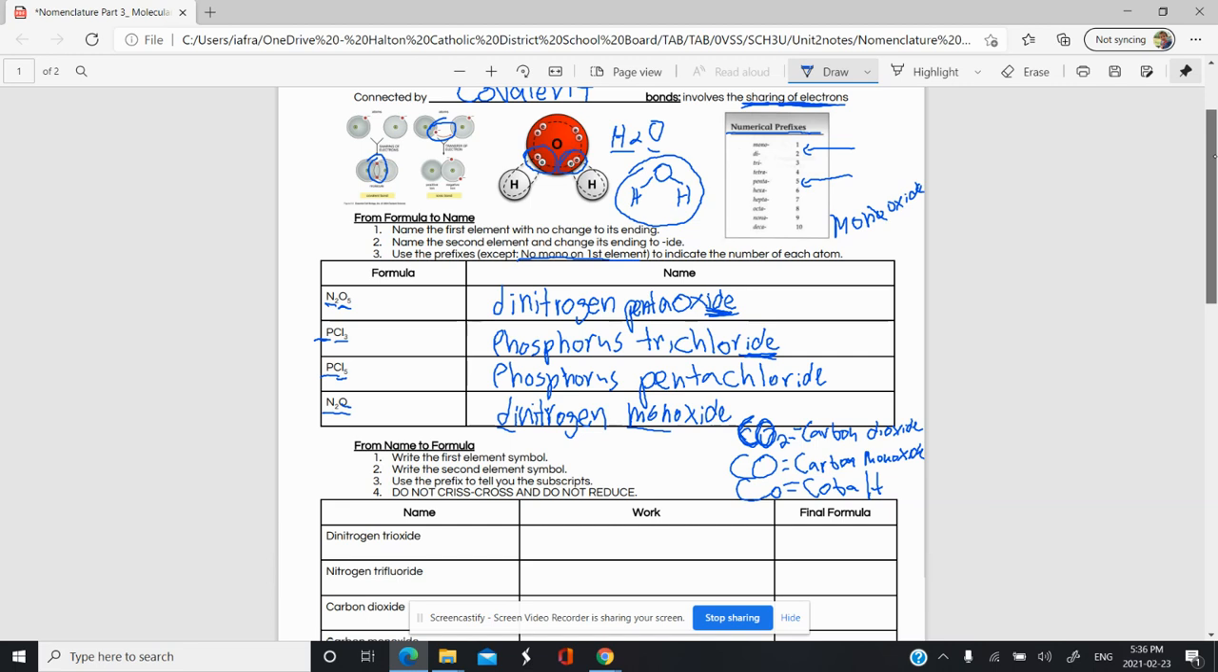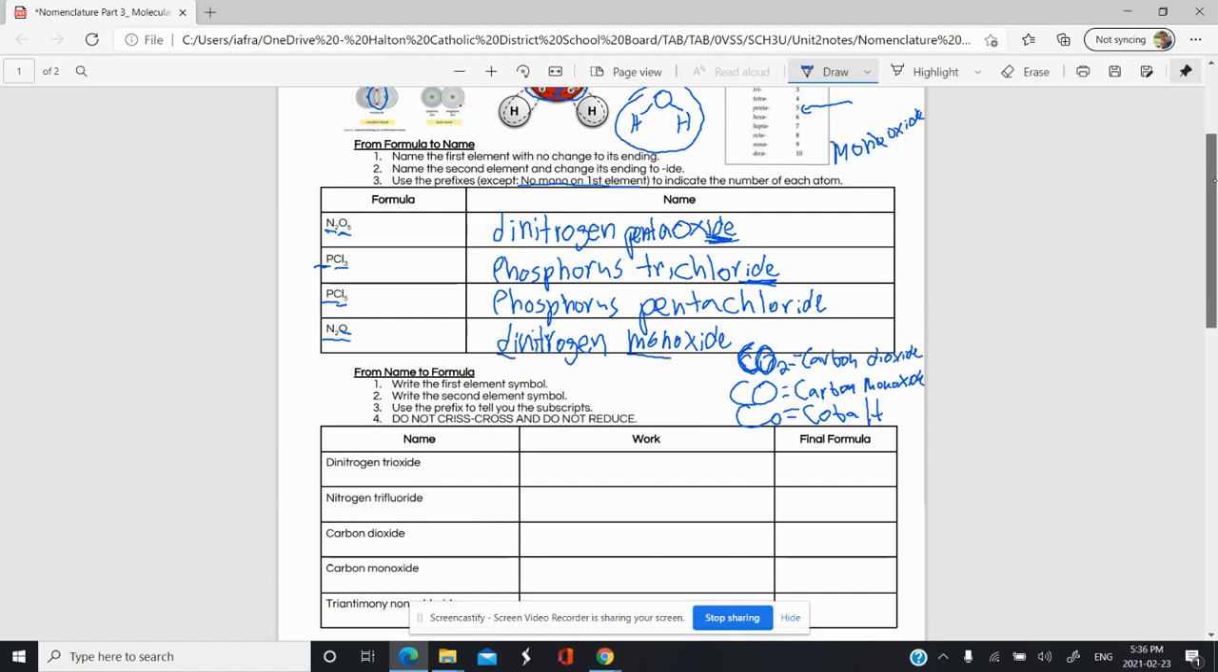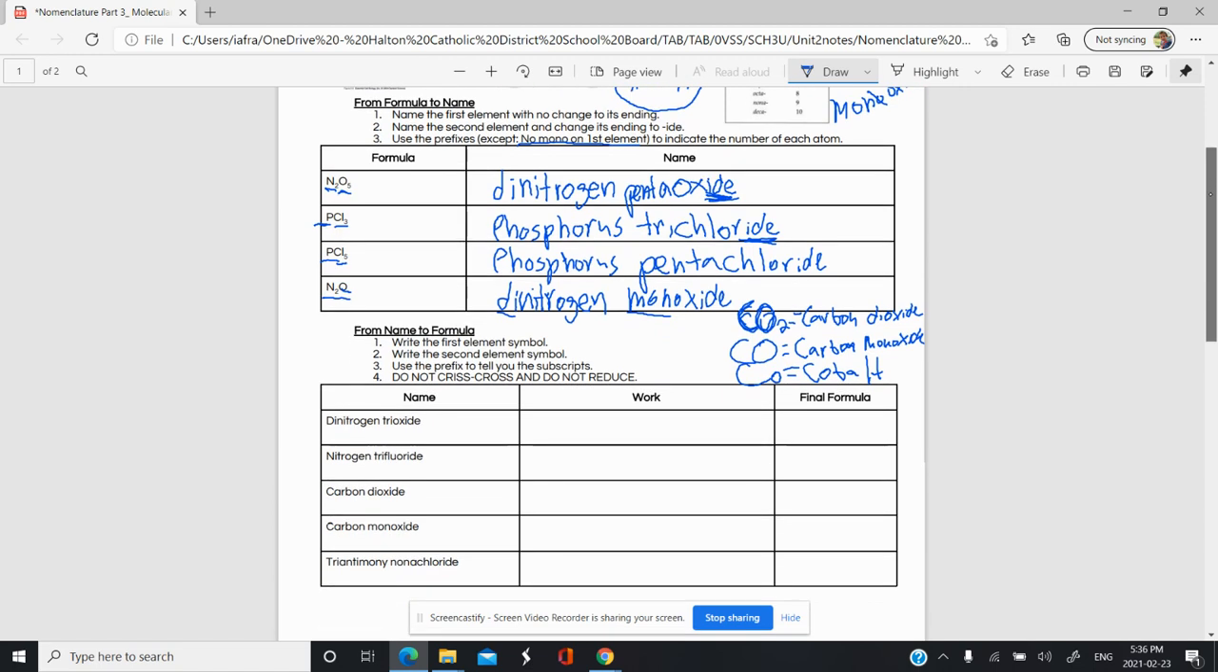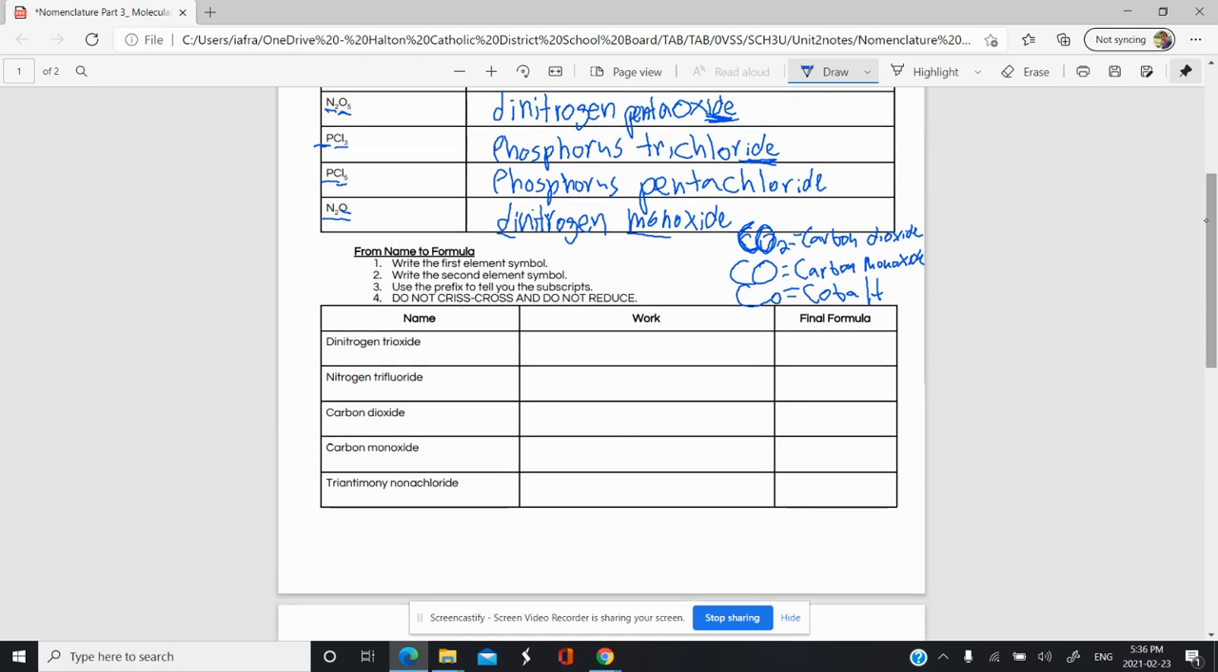And now we're going to see how to go from name to formula. It's very easy because you don't need to do any crisscrossing and you don't need to do any reducing. You just need to make sure that you identify how many of each element you have. You don't have to do this work every single time, but just to show you, we have dinitrogen trioxide. The di means we have 2 nitrogens, and the trioxide means we have 3 oxygens. So all we do is write N2O3. No crisscrossing, just put what the words are saying.